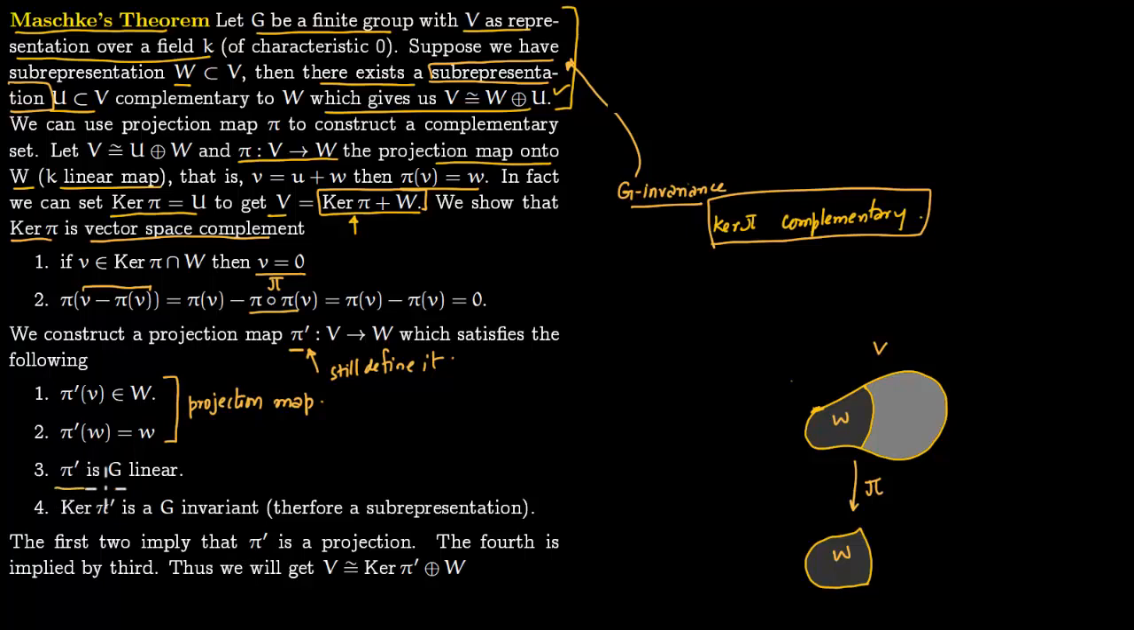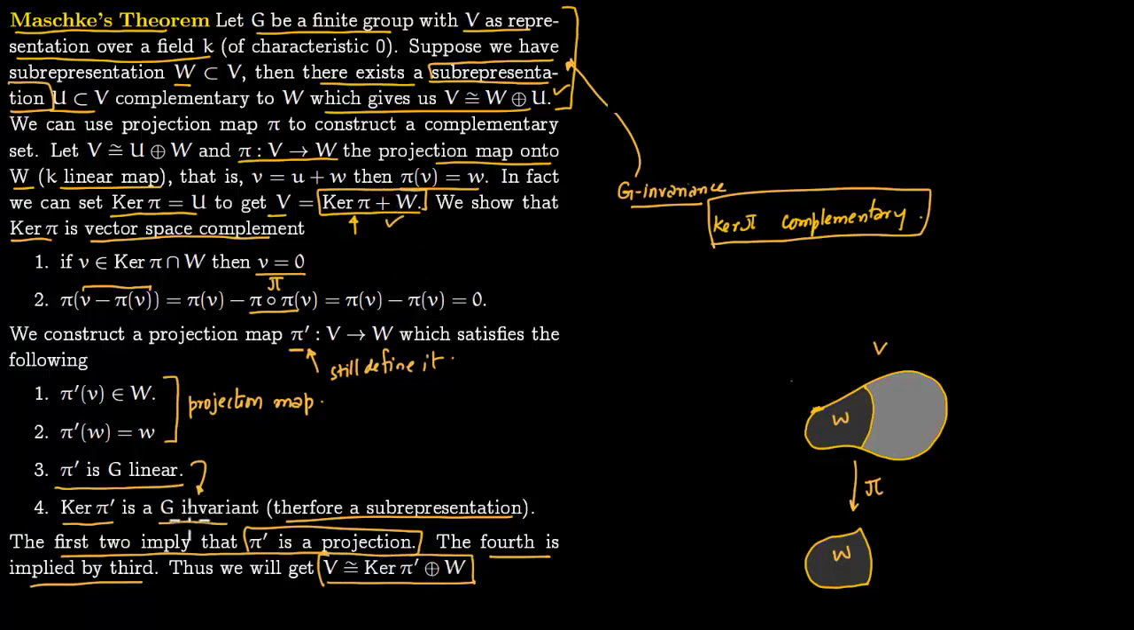Then we will show that pi prime is G-linear. Once we show pi prime is G-linear, then the kernel of pi prime is G-invariant. So this third property will show that the kernel of pi prime is G-invariant. Once it's G-invariant, then you have a sub-representation. So again, the first two will imply that pi prime is a projection, because you need a projection. Once you have a projection, then you can construct a complementary space like this, and once you have a complementary space, we have to show this complementary space is G-invariant. So this fourth will be implied by the third, and then we will get this direct sum. We already have this from the projection, but what we need is a direct sum, and for this we need G-invariance.